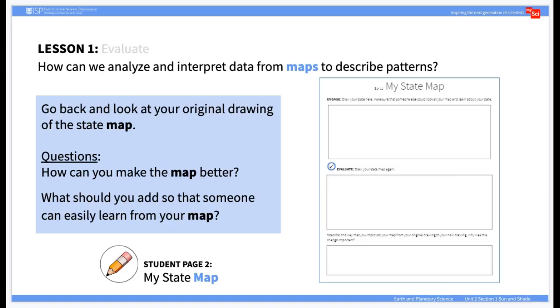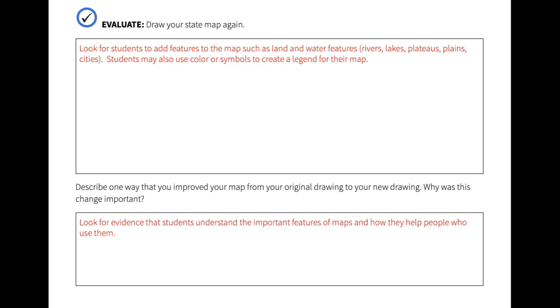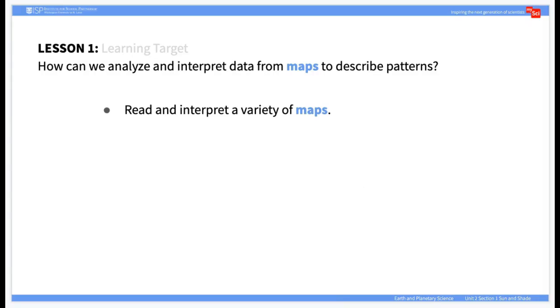In the Evaluate portion of this lesson, students will complete a formative assessment. They will revisit their original drawing of Missouri from the Engage portion. Students will refine their drawing based on what they have learned, explain why they made these changes, and the importance of making these changes. By the end of this lesson, students will have read and interpreted a variety of maps.